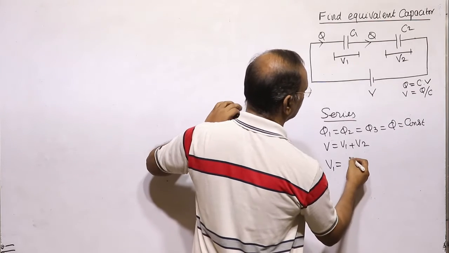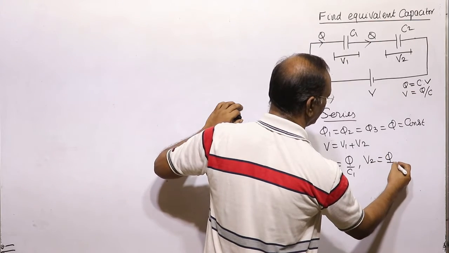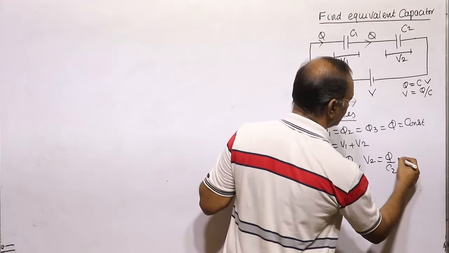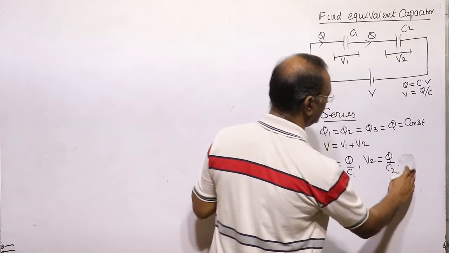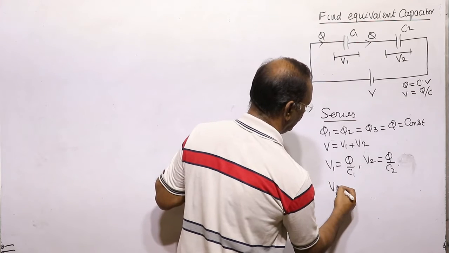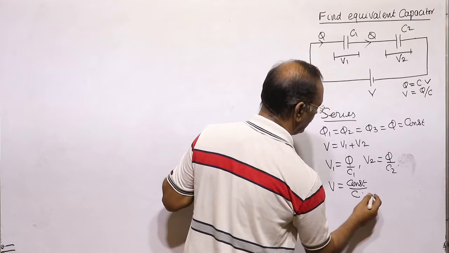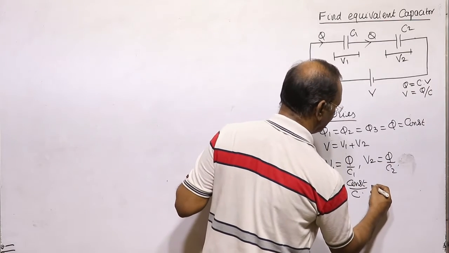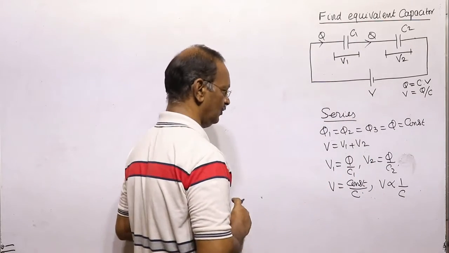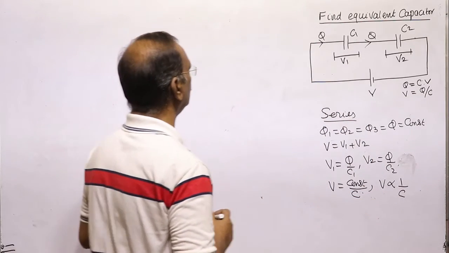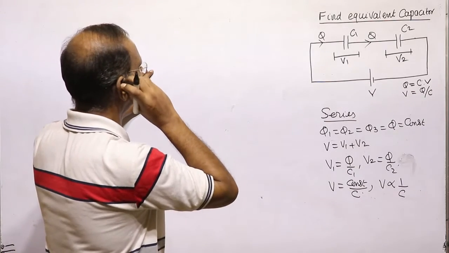V1 is equal to charge by C1, and V2 is equal to charge by C2, because the charge is constant. It is the same way for V3 and so on. Now V is equal to constant divided by capacitance, so the voltage is inversely proportional to the capacitance. That is, V1 is equal to Q by C1, V2 is equal to Q by C2.